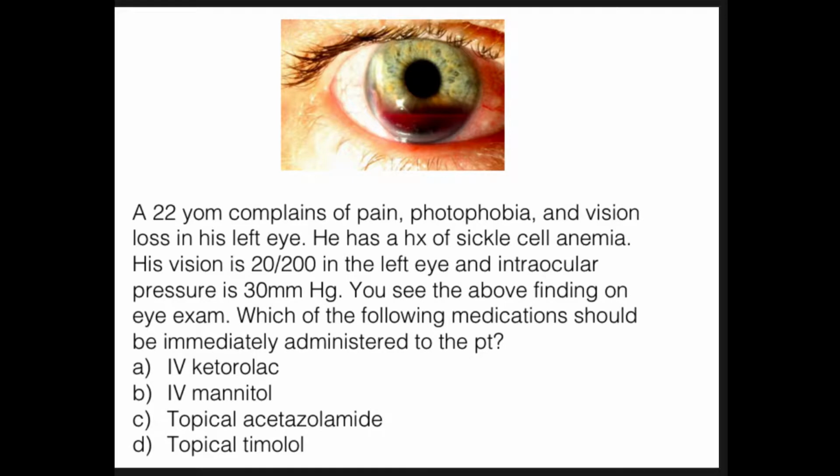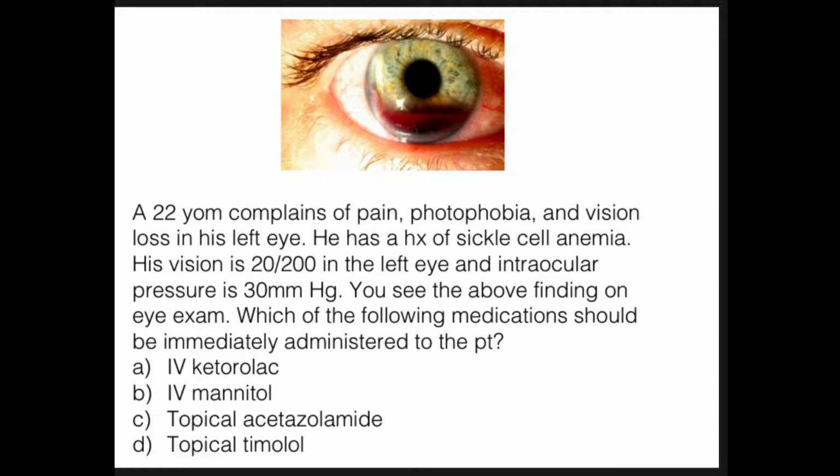So first question. A 22-year-old male complains of pain, photophobia, and vision loss in his left eye. He has a history of sickle cell anemia. His vision is 20 out of 200 in the left eye with an IOP of 30 mmHg. You see the above finding in his eye. Which of the medications should be immediately administered to the patient? Your choices are IV ketorolac, IV mannitol, topical acetazolamide, and topical timolol.